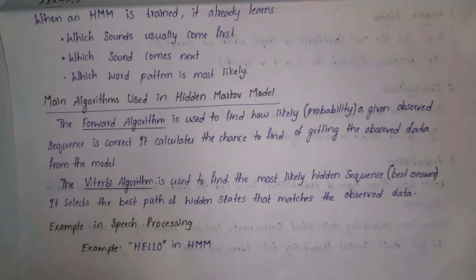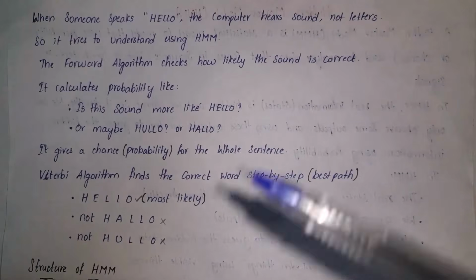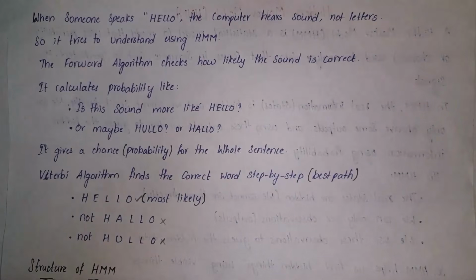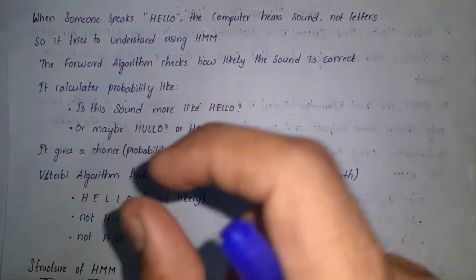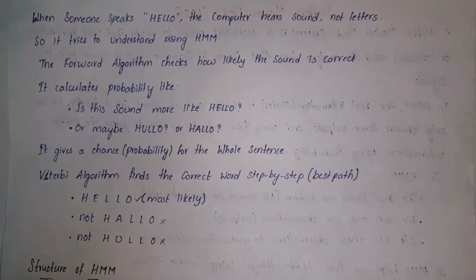For example, whenever I say hello, the computer will hear only sound, not letters. Now, based on hidden patterns, the forward algorithm will check whether the sound is correct or not. For example, the model contains various sounds like hello, hallo, and hulo. By identifying patterns in each and every character, that is, in each and every phoneme, the system will understand that the word spoken by the person and the word hello, which is present in our model, are compared and got the highest probability when compared to the others. So this word is selected. That is nothing but the computer will understand that the person spoke the word hello.